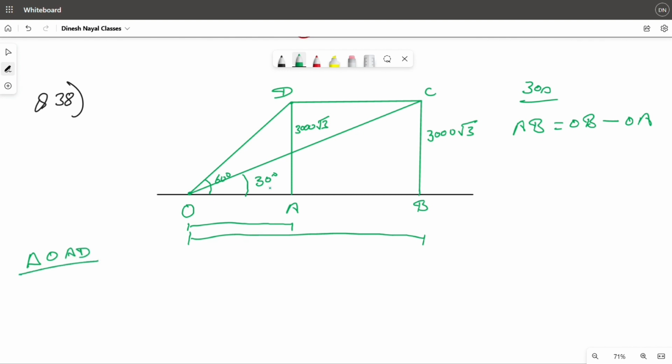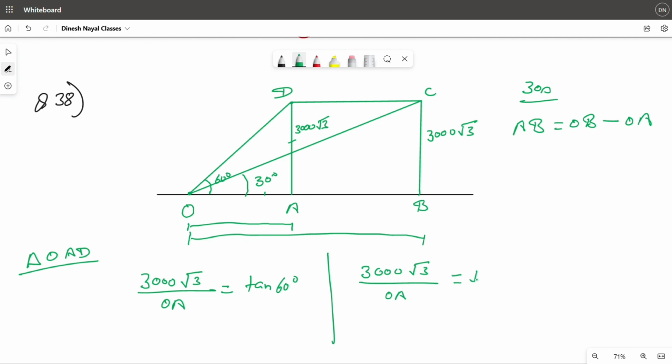Now taking the triangle OAD, we know that AD, which is 3000 root 3, is the perpendicular, OA is the base, and the angle is 60 degree. So using the trigonometrical ratio tan theta, writing perpendicular 3000 root 3 upon base, which is OA, equals tan 60 degree. Now we know that tan 60 degree is root 3. So 3000 root 3 upon OA equals root 3.